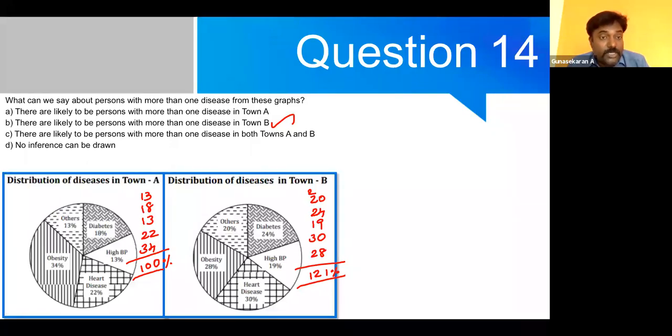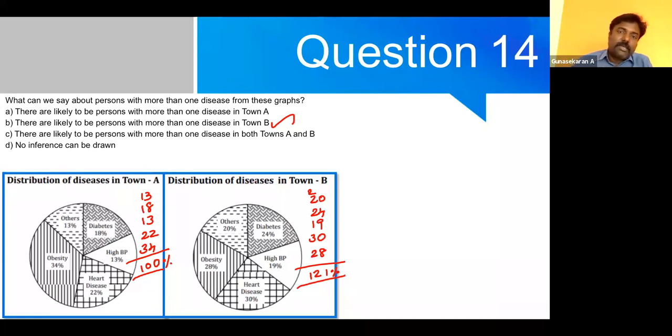In town A also that is possible, but we can't say because it is 100%. So everyone may be 34% obesity and don't have any other disease, 18% diabetes and don't have any other disease. That is possible, but it is not at all possible in town B because there is a repetition. That's why the 121% will come.